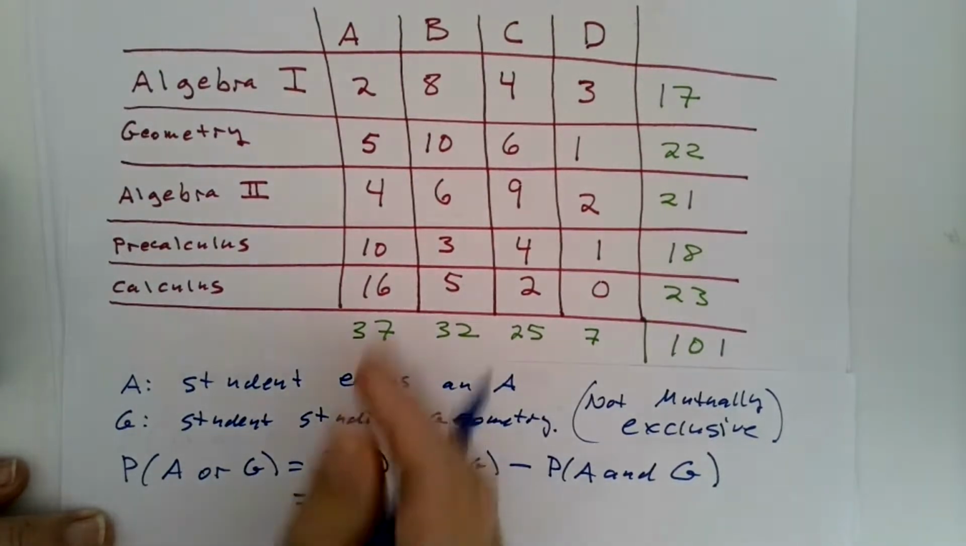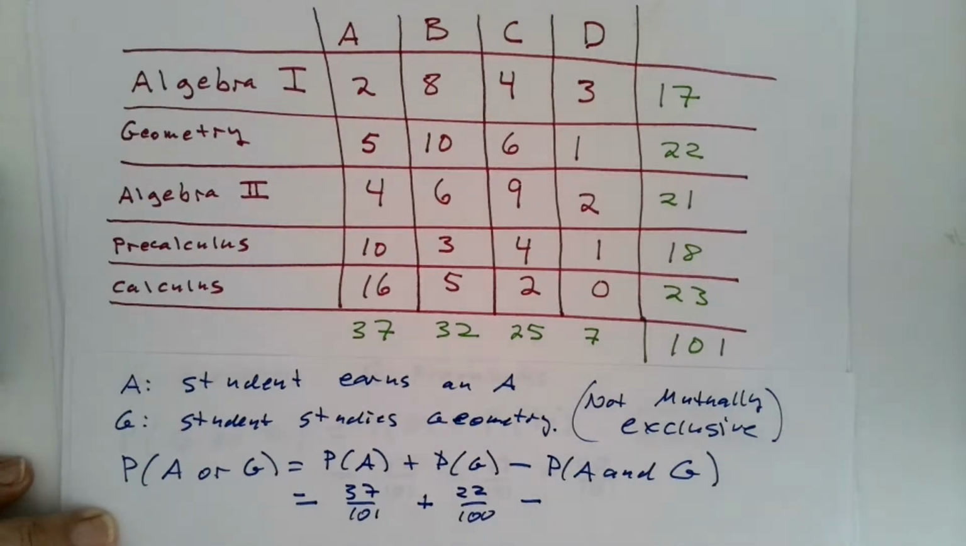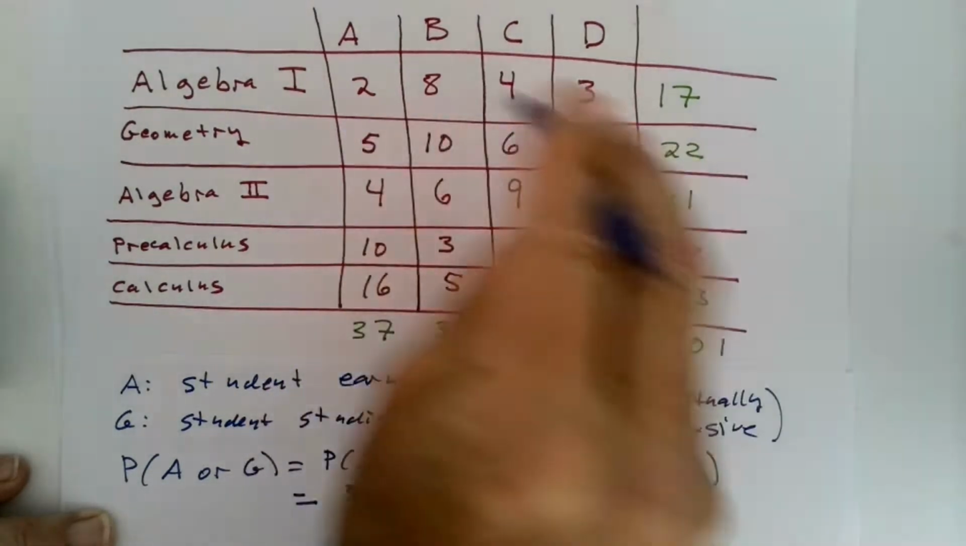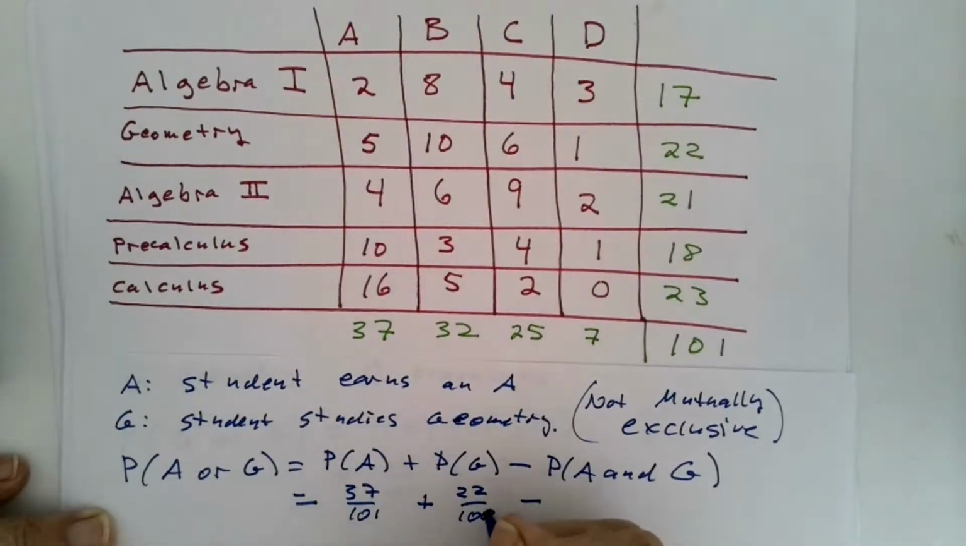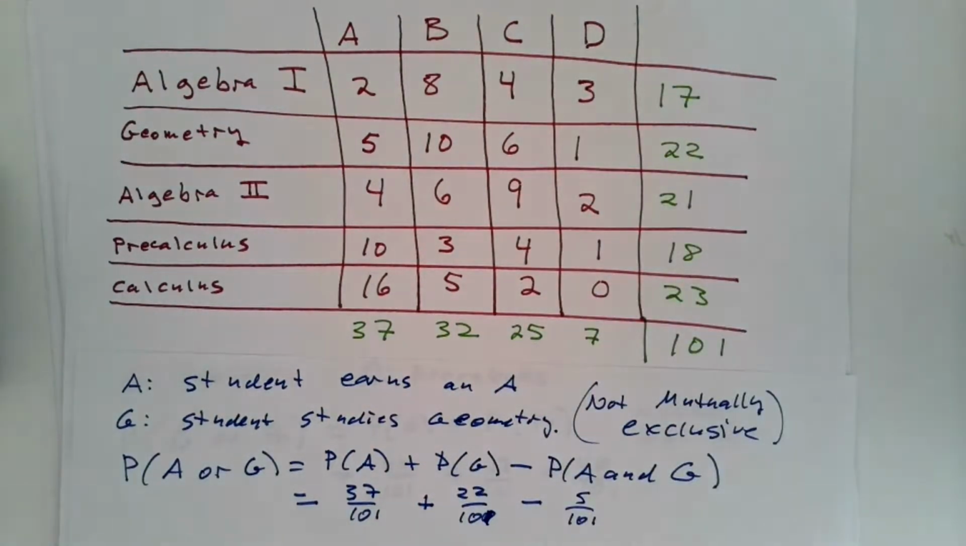So how many people are in the A group? 37 out of 101, plus how many are in the geometry group? 22 out of 101, minus how many are in the overlap, both in the A group and in the geometry group, because they have been counted twice. In both groups, there are 5 out of 101. So we've got 37 plus 22 minus 5, which gives us 54 out of 101.